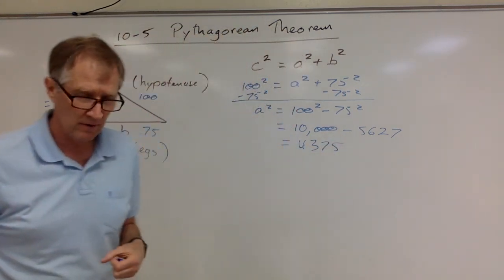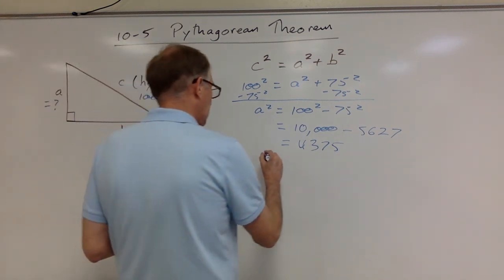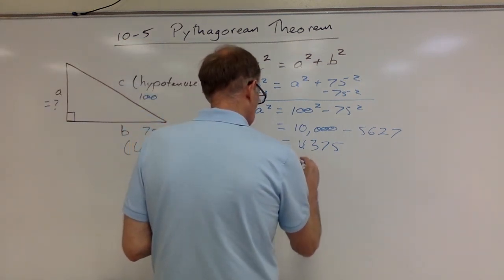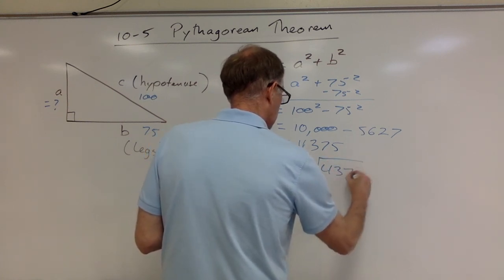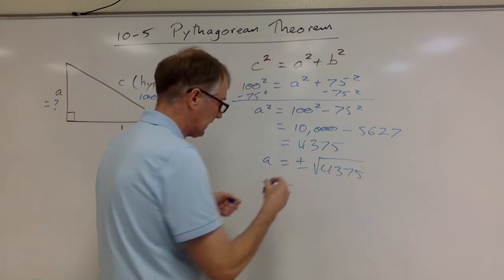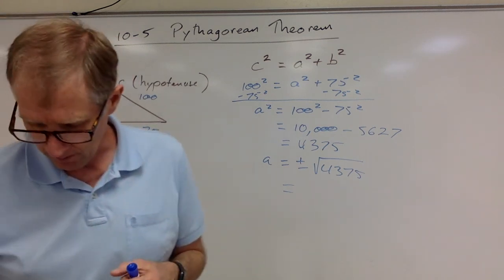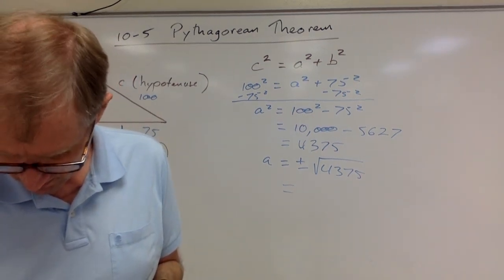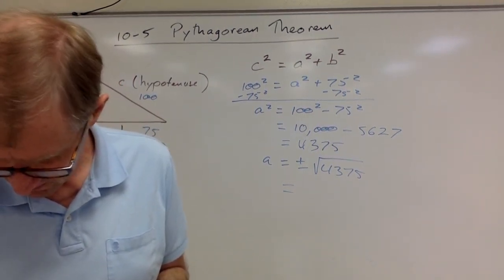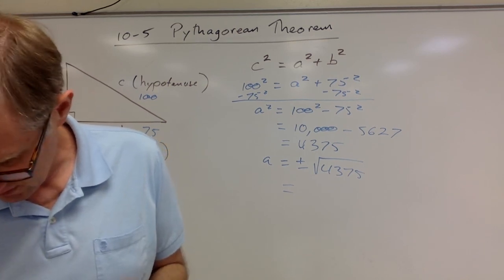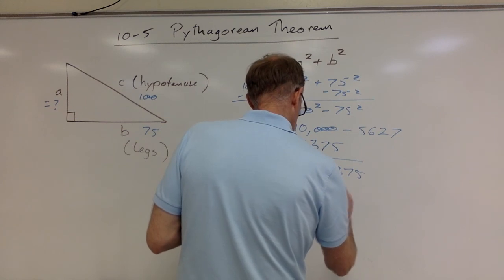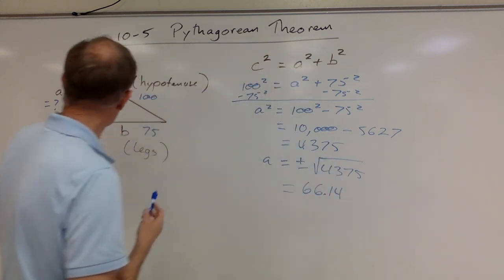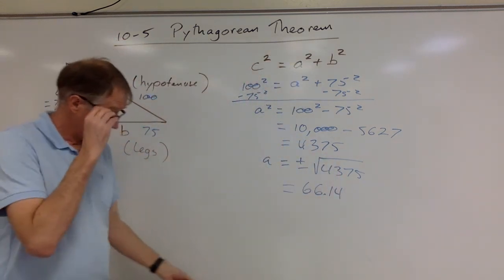That's A squared. And so to find A, it's going to be equal to plus or minus the square root of 4,375. But remember, there are no negative lengths. So it's going to be the positive answer, which is 66.14. Okay, that's how you can find one of the values of the legs.